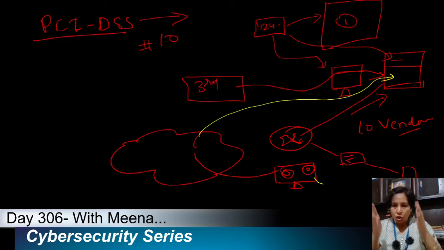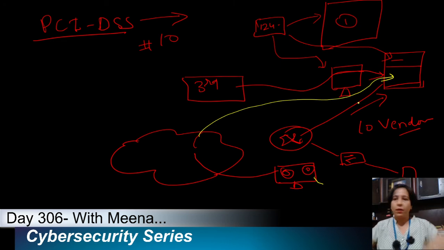Okay, so requirement 10 is telling us we need to track it down. We need to monitor each and every access request, whether it's generated by some services, applications, users, or outsiders. Each and everything must be tracked down. Clear?